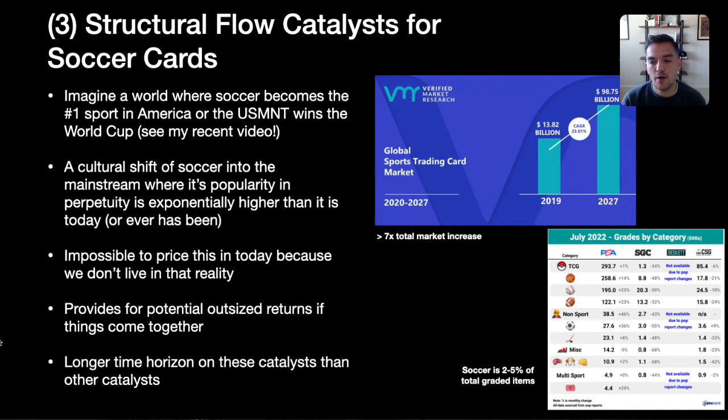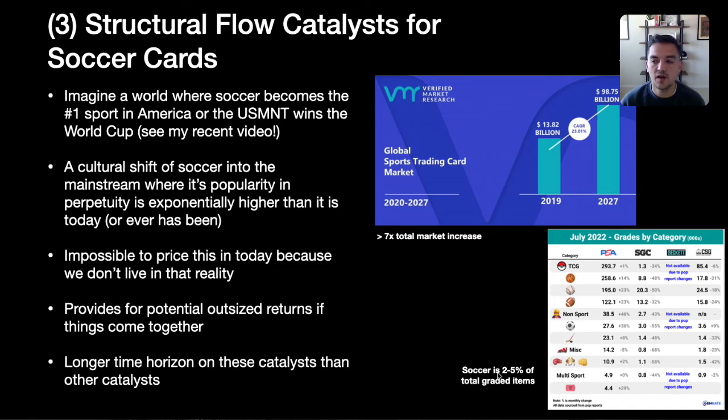But then if you think about, okay, what percentage of the market is soccer right now? I have another chart down here, which is from the GemRate blog. It's the number of graded cards by PSA, SGC, Beckett, and CSG for July. And if you just look at PSA for soccer and SGC, it's basically 2 to 5% of the total graded items, which is not a perfect proxy for total market share, but it's close.